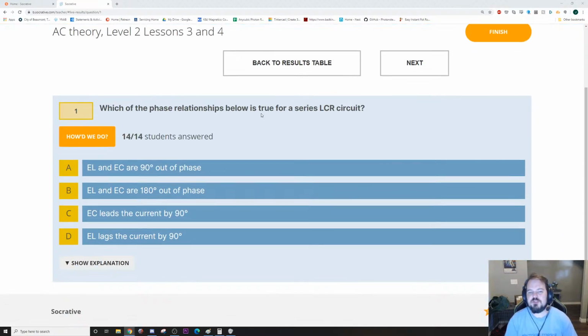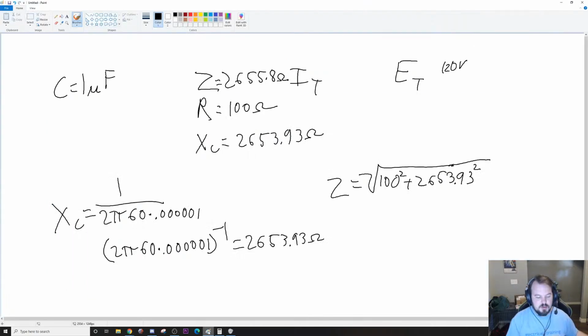Alright, which of the phase relationships below is true for a series LCR circuit? So this is a series circuit with inductance, capacitance, and resistance. Let me just go ahead and draw that out. This is some of the last stuff from the last video.